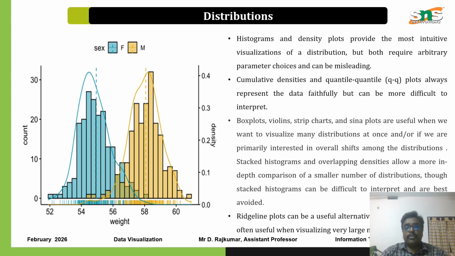The next one is the distribution. For example, you can take a Poisson distribution or any other type of distribution. Histograms and density plots provide a more intuitive visualization of the distribution, but they require arbitrary parameter choices, which can often be misleading. So we use box plots, strip charts, and sometimes Sina plots, which are very useful whenever we want to visualize many distributions at once, or if we want to shift among various distributions.